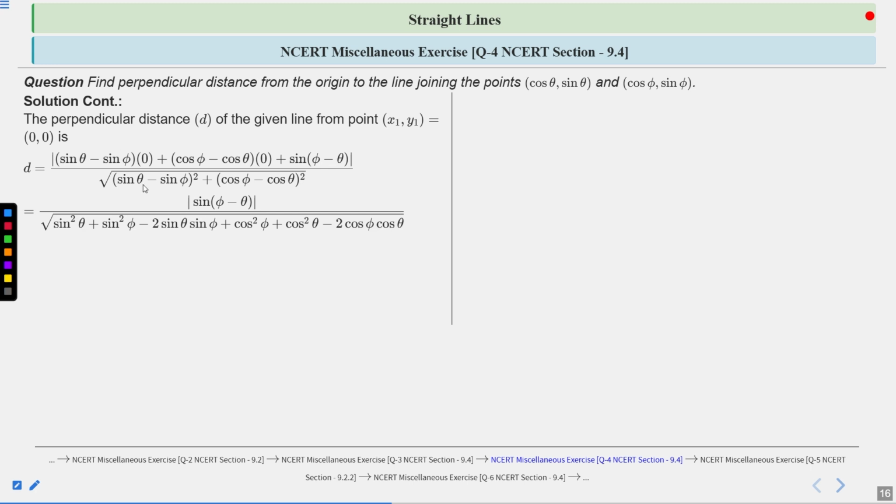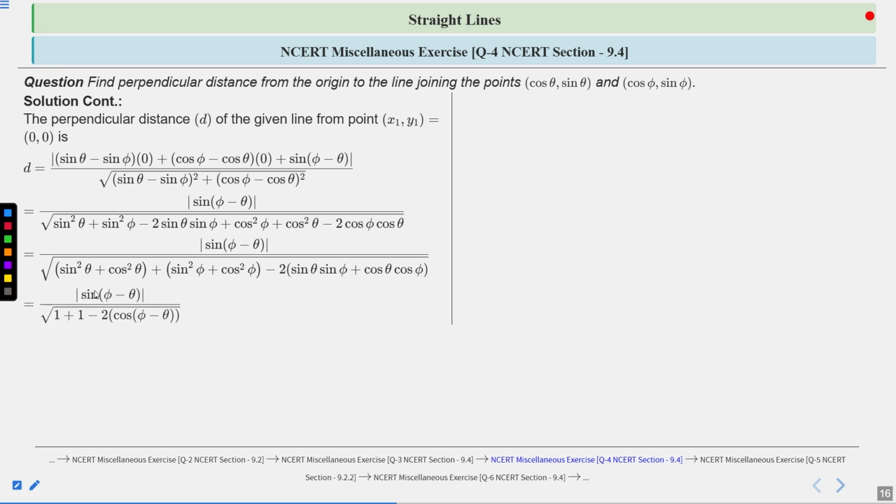Basically we expand (sin theta minus sin phi) whole square by using the formula (a minus b) whole square, which is a square plus b square minus 2ab. And it is equal to modulus of sin of (phi minus theta) in the numerator, and in the denominator square root of sin square theta plus cos square theta plus sin square phi plus cos square phi minus 2 times (sin theta sin phi plus cos theta cos phi). Now we will use sin square theta plus cos square theta equals 1 and sin square phi plus cos square phi equals 1.